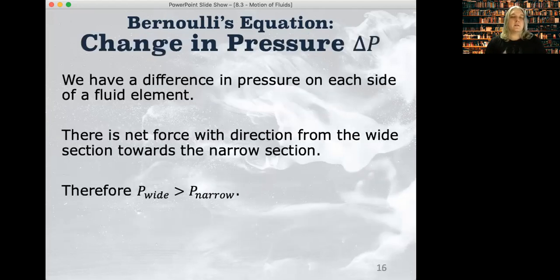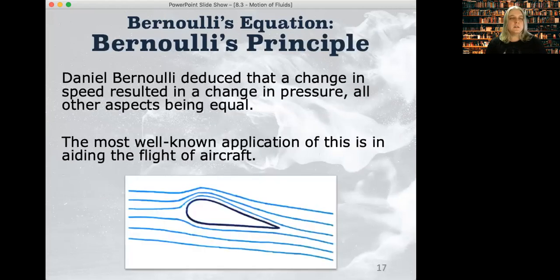And so that's just repeating what I just said. We must have a pressure difference on each side of our little chosen fluid element, whatever we choose, whether we think about a molecule or a little imaginary box of it. And it must go from the wide section towards the narrow section. And this is summed up in Bernoulli's principle.